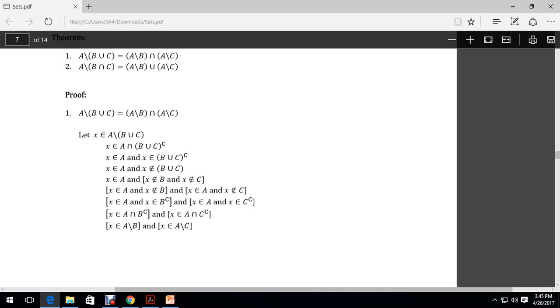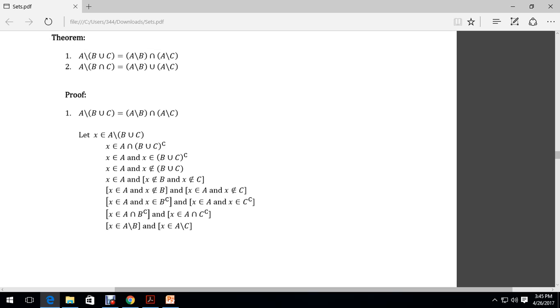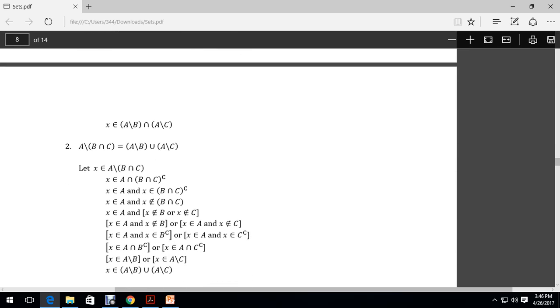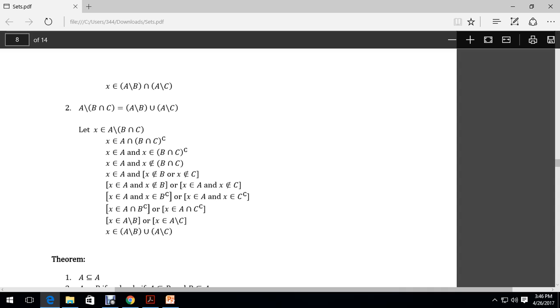Again, I will not be going through the detailed proof, but I am expecting that you will go through the steps of the proof in order for you to understand why the statement in the theorems is true. This would be the proof for the first theorem. This would be the proof for the second theorem.